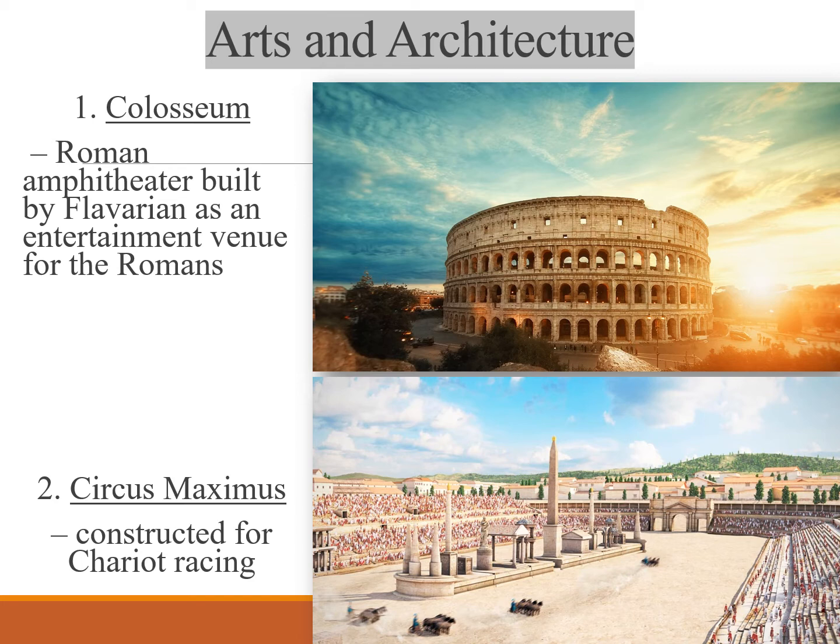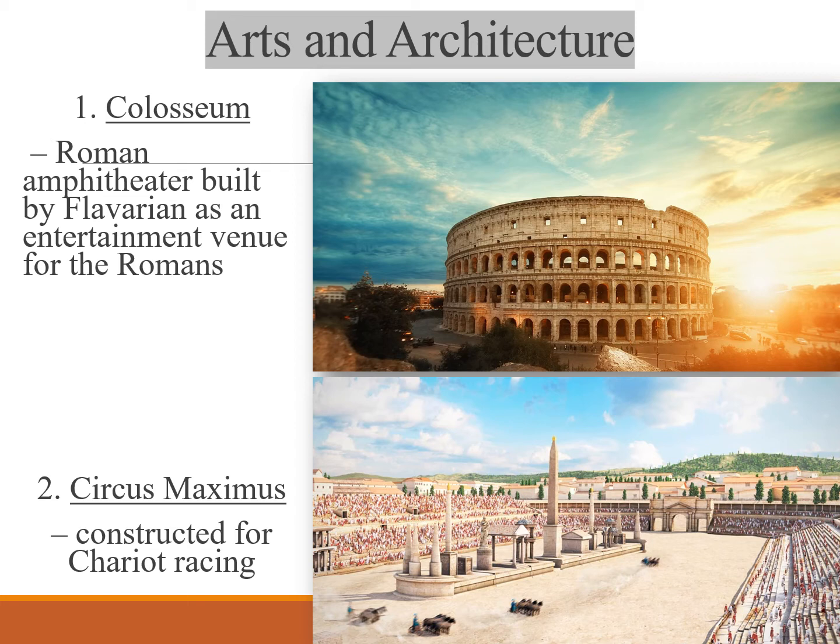It is the symbol of power and majesty of the emperor. It is used for their games, hosted dramas, reenactments, and public executions. Today, it symbolizes the power, genius, and brutality of the Roman Empire.